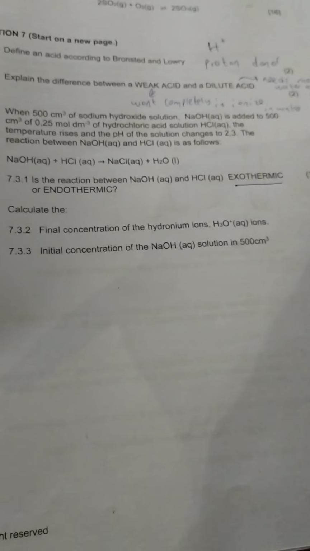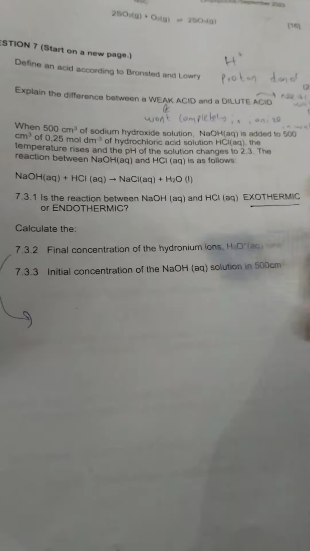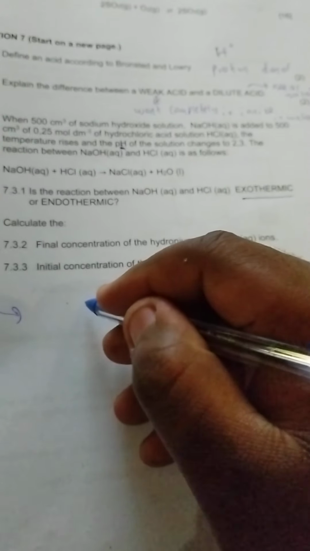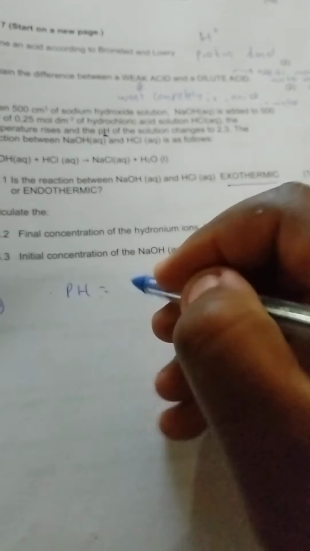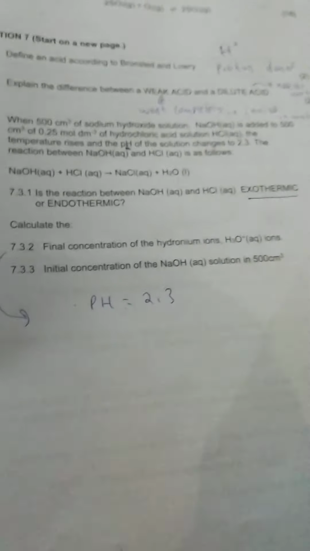Then calculate the final concentration of hydronium ions. They want us to find the final concentration. So I'm going to put this one here. Now, what am I given? They give us the pH. Oh, that's nice. Remember, if they give you the pH, it becomes easy to find the concentration. The pH that they give us is 2.3. So if they give you the pH and you want to find the concentration, we'll just do the inverse.